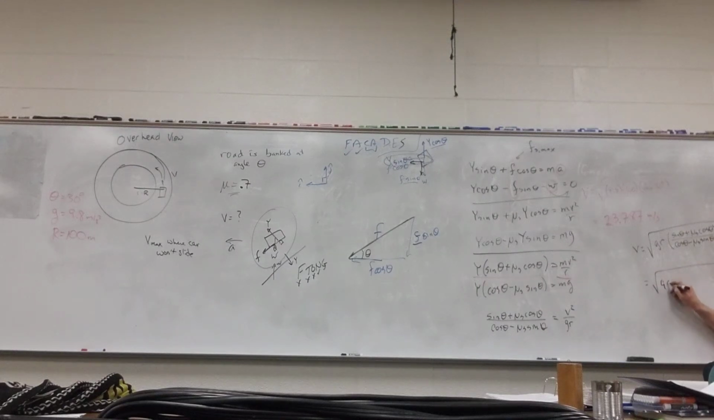So this is 9.8 times 100 times the sine of 30 degrees plus 0.7 times the cosine of 30 degrees, over the cosine of 30 degrees minus 0.7 times the sine of 30 degrees, which is 29.85. Wait for confirmation.